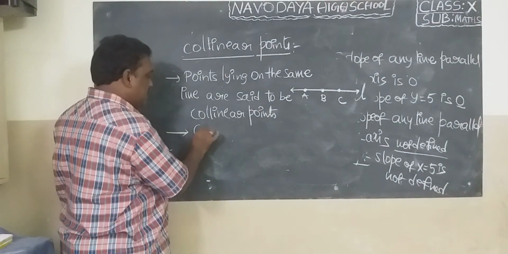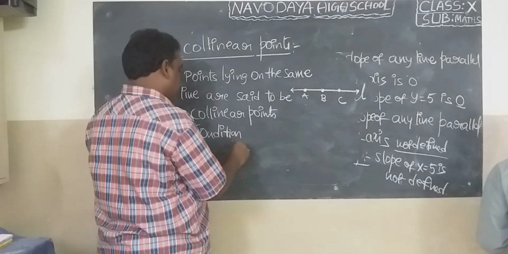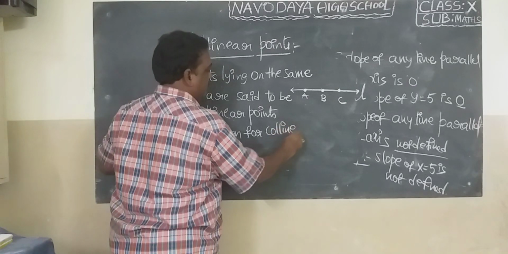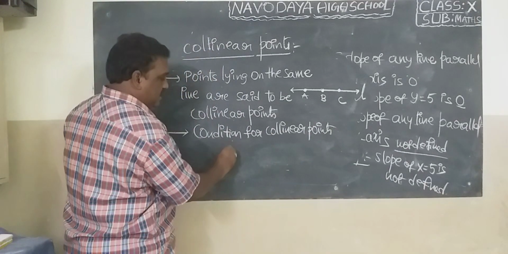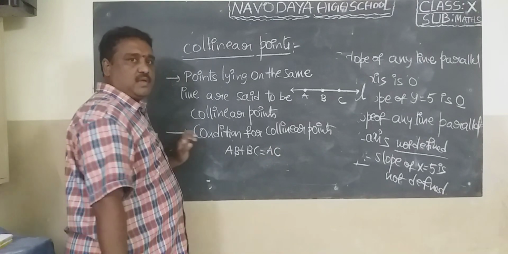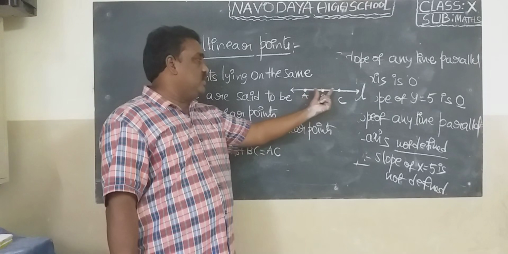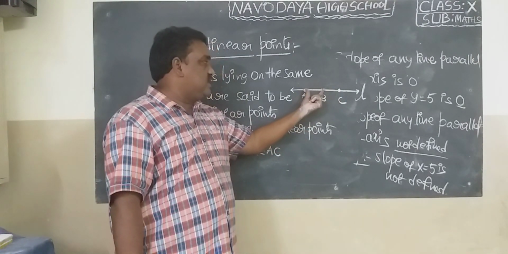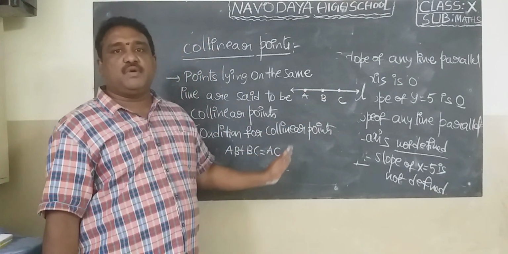Then what is the condition for collinear points? When three points are said to be collinear, the condition for collinear points is AB plus BC equal to AC. Then distance between these two. We will write the distance formula in the next class. AB distance, BC distance, AC distance. AB plus BC equal to AC.